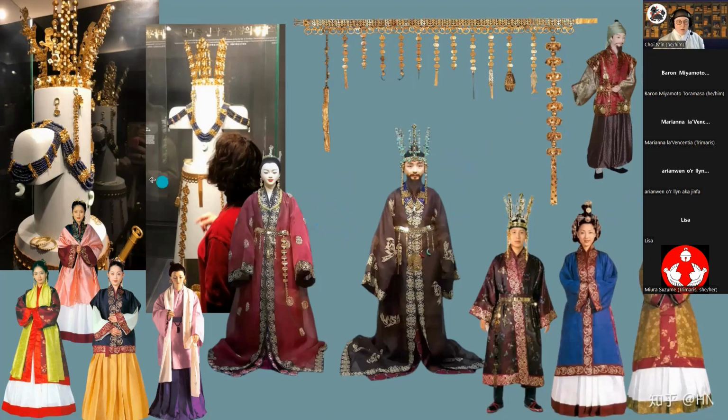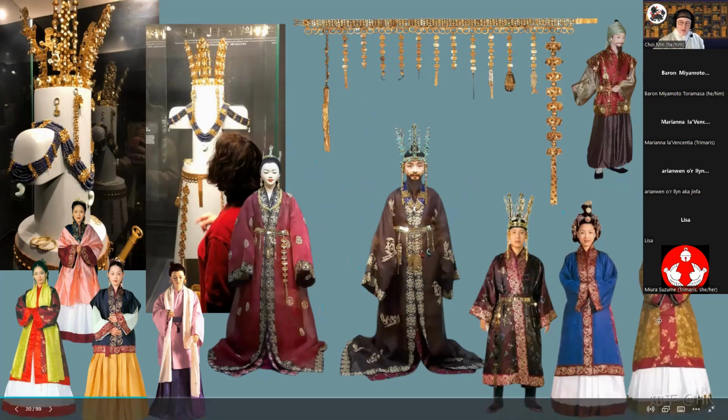They wouldn't have had these really heavy beads and the really tall crowns, but they might have had maybe some circlets, or at least a belt with the gold plaques on it and a necklace or two. You would have been blinged out a little bit. The king would have been the most blinged out. And this is supposed to be a queen, a king, and then a princess, I think.